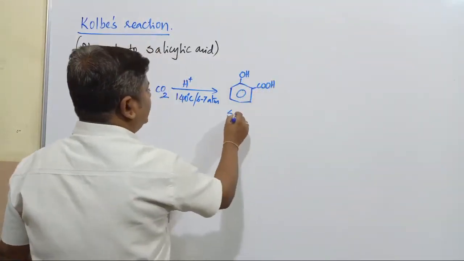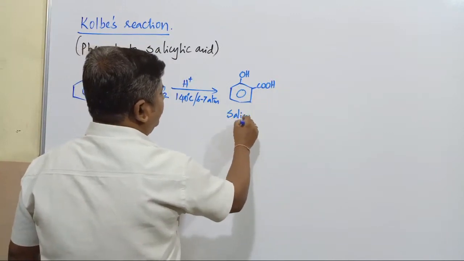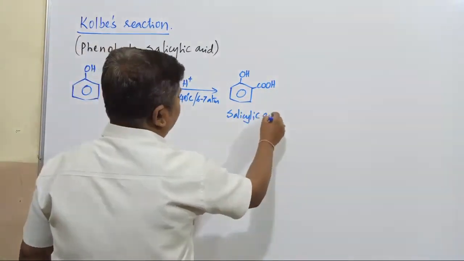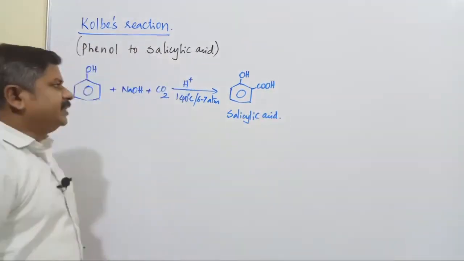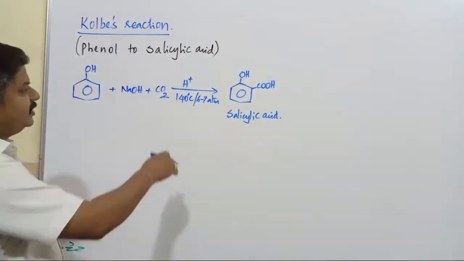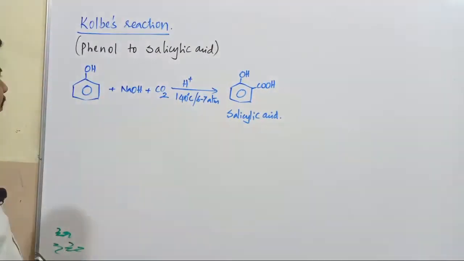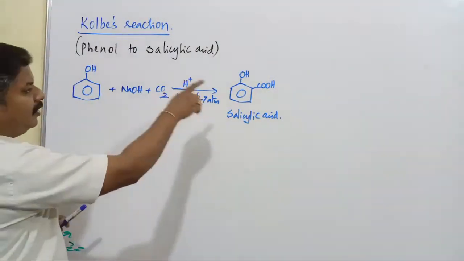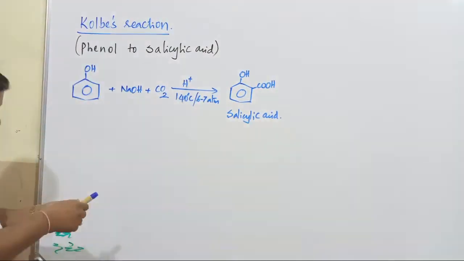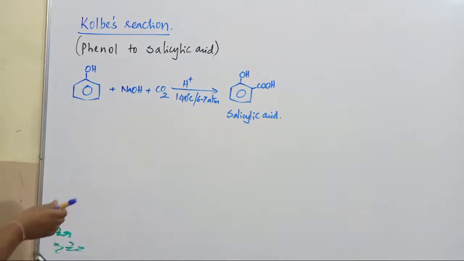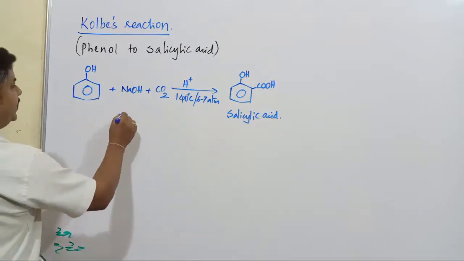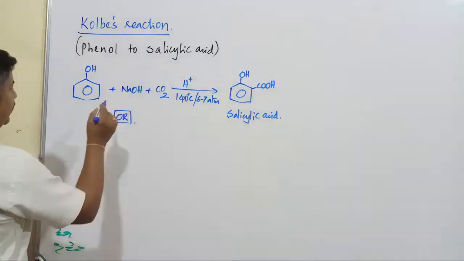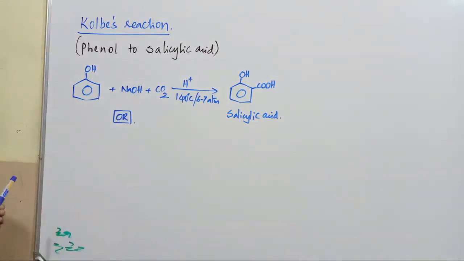This compound, the common name is going to be what? Salicylic acid. Plus some other byproducts are found to be liberated. So how do you convert this particular phenol into salicylic acid, and what is the mechanism behind this one? This reaction can also be represented in another way, the same reaction.